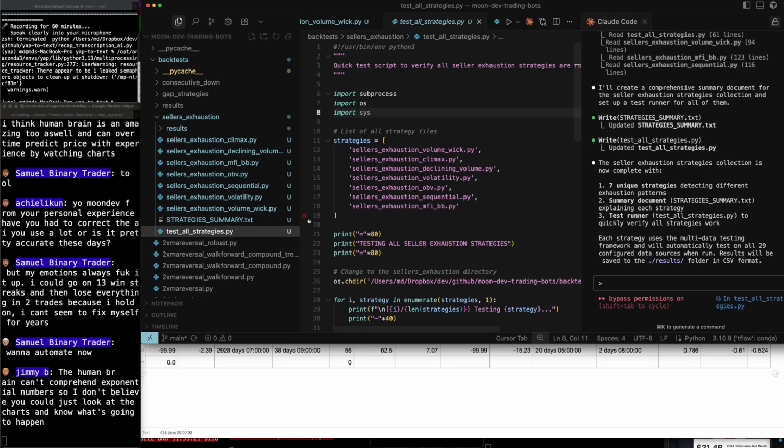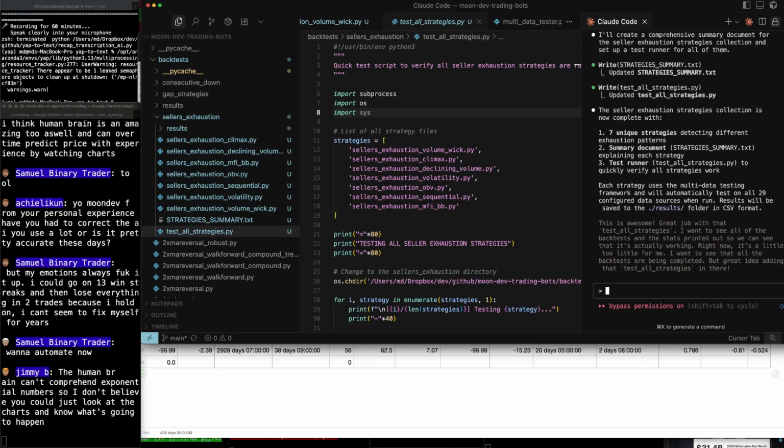Holy moly. Okay, this is awesome. Great job. With that test all strategies, I want all of the backtest stats to print out so we can see that it's actually working. Right now is a little too little prints for me. I want to see that all the backtests are being completed. But great idea adding that test all strategies in there.